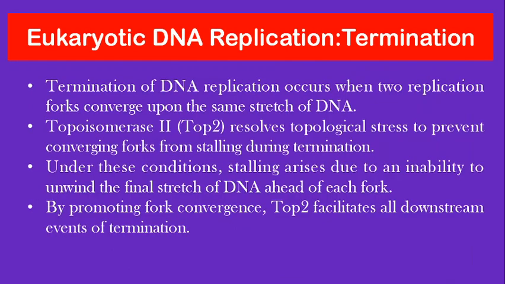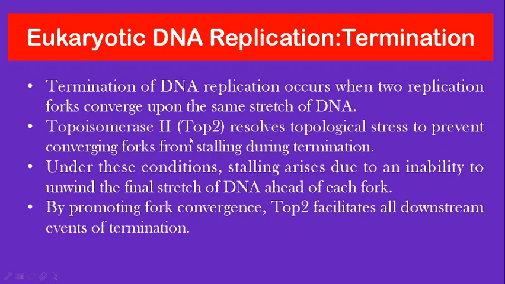Next is the termination. Eukaryotic replication termination occurs when the two replicating forks converge upon the same stretch of DNA. So when these two replication forks collide with each other, it results in halting or stalling. DNA gets stalled or halted when this collision occurs.